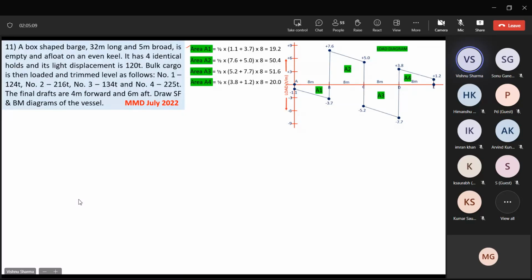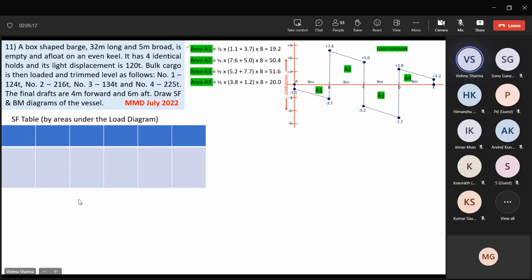Now using these areas, I'll make the SF table. So the SF table by areas under the load diagram you see here. We don't need any extra point because the load diagram is not cutting at any extra point. So these points are good enough. And we get the SF. SF at A is 0.